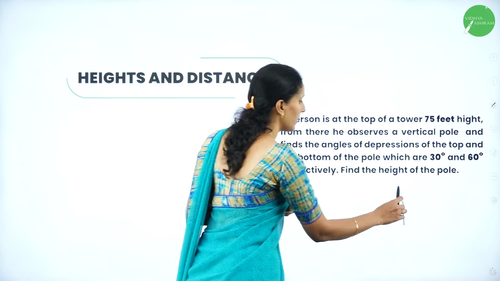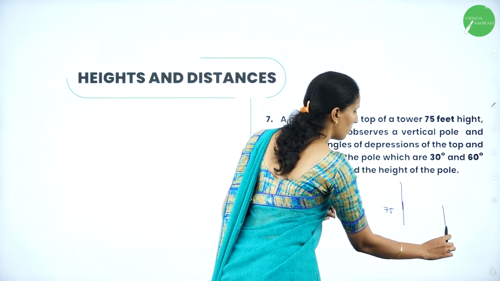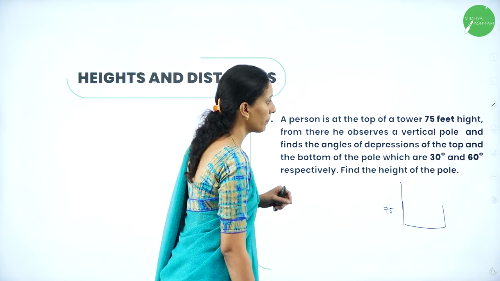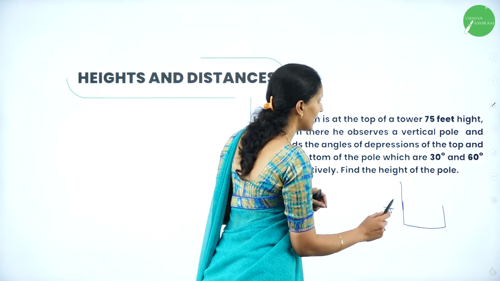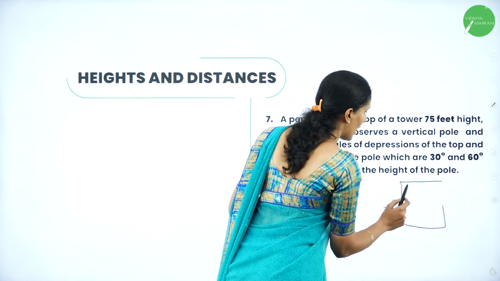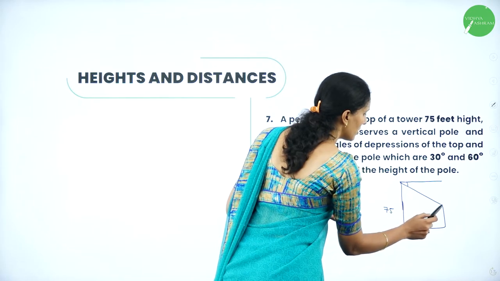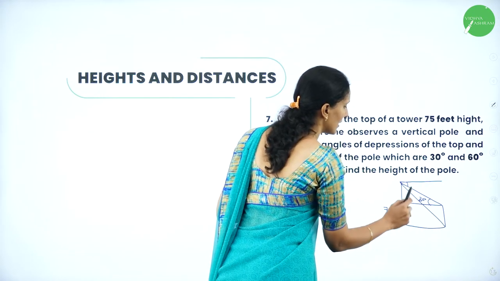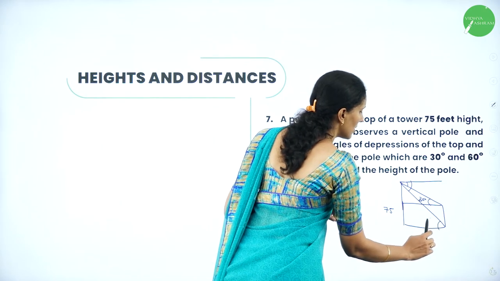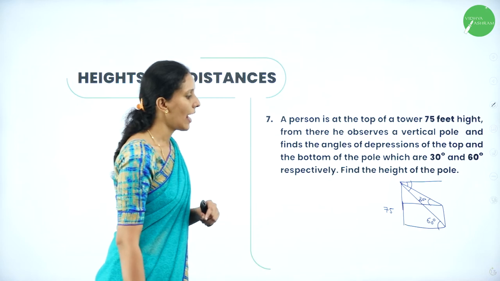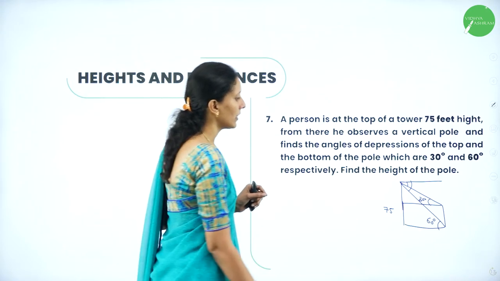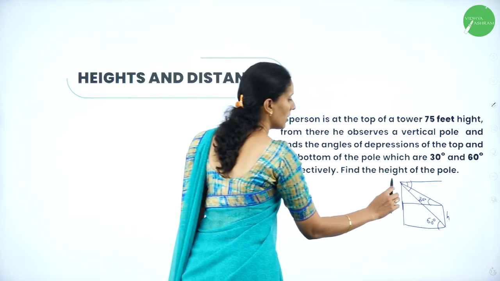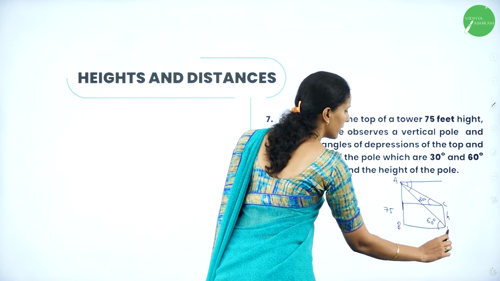Now, from there, he observes a vertical pole and finds the angle of depression of the top and the bottom of the pole. So, let me consider this as the tower, and he observes a pole. From here, he observes the angle of depressions from the top and bottom are 30 degree and 60 degree. So, if this is my eye level, this is 30 degree, which means this can be 30 degree. And again, if I create this as angle 60 degree, this will be angle 60 degree, because it creates alternate angles. Now, I have to calculate the height of the pole. Let me take this as H. Let me name the end points as A, B, C, D, and this as E.